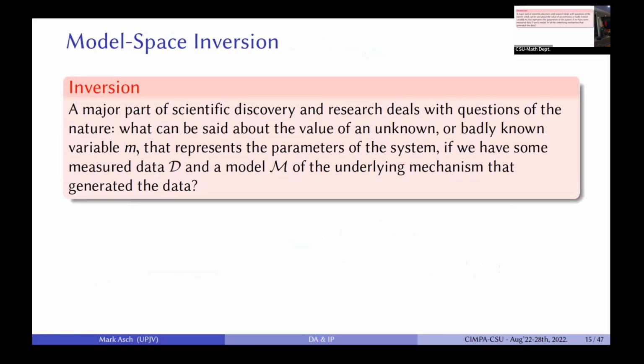Okay. So you see, a major part of scientific discovery and research deals with questions of the nature: what can be said about the value of an unknown or badly known variable M, or parameter, representing the parameter system, if we have some measured data and a model of the underlying mechanism that generates the data. So this is really a basic problem. Inversion turns out to be a very, very basic problem in science.